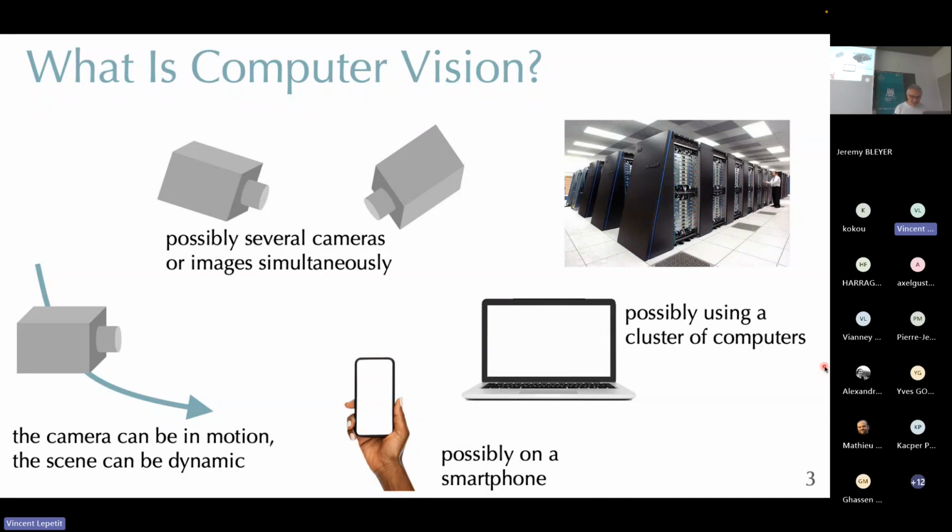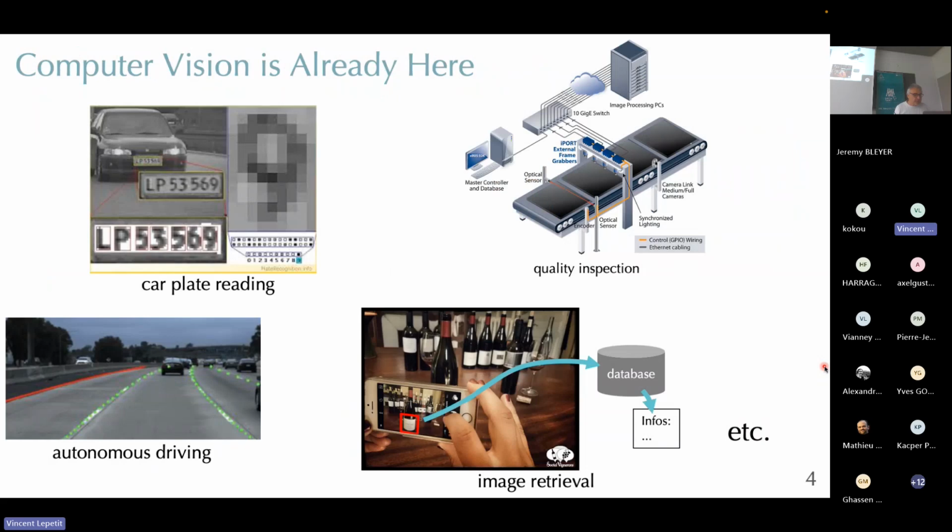So we are very general. There are many different applications, many different things that can be considered computer vision. And just to make things a little bit more concrete, I can show you some applications that already actually work, before I move to actual digital twins.